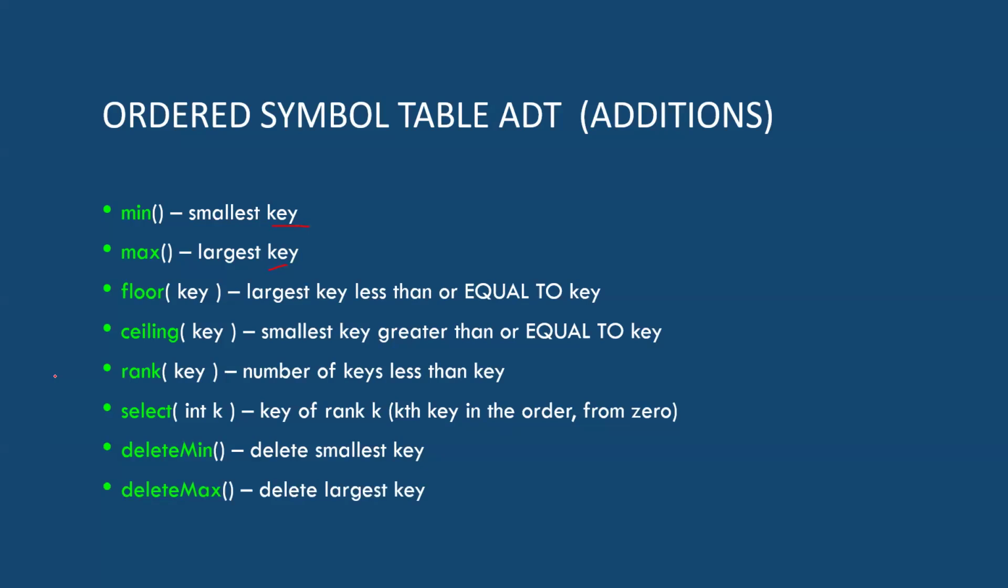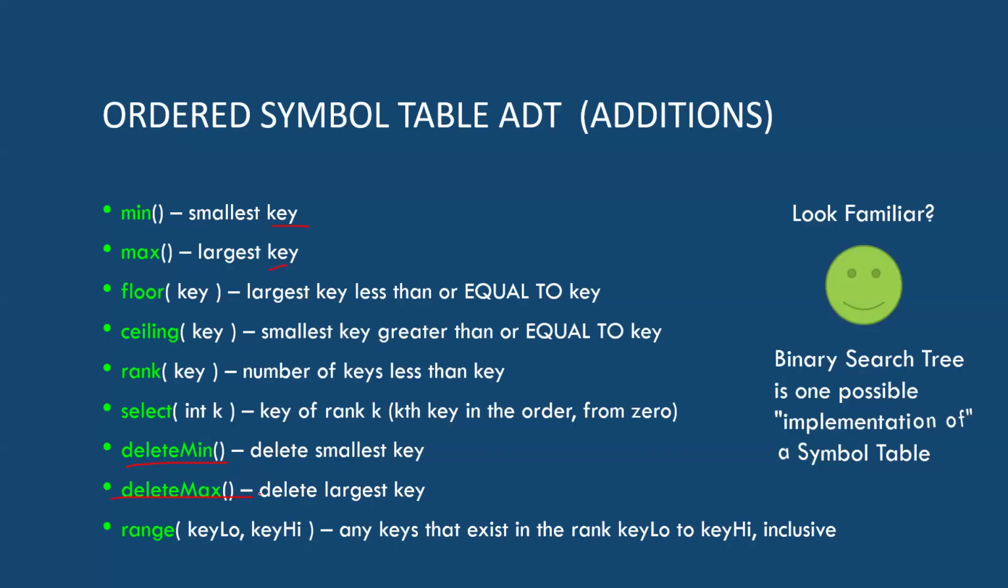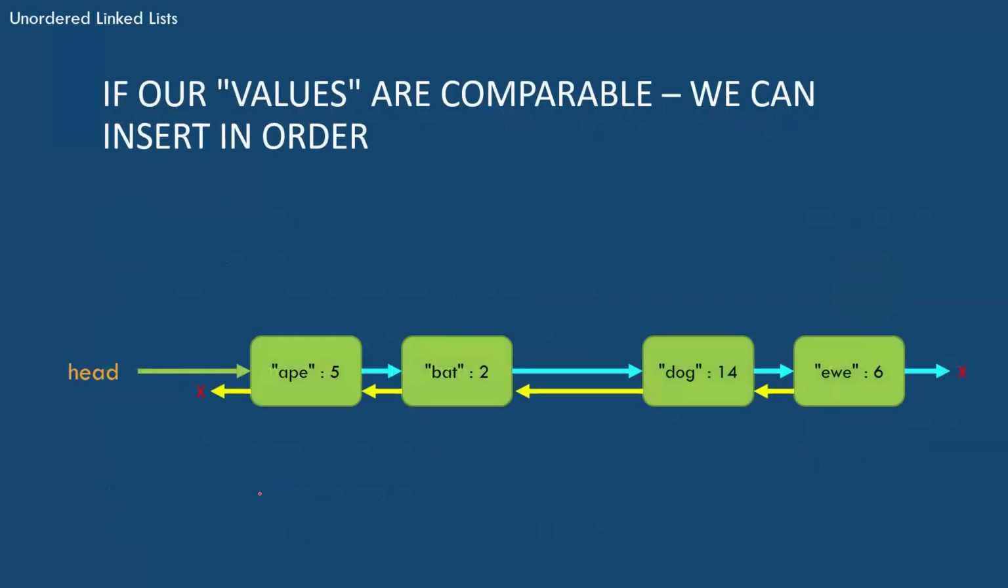So we can find it, we can delete it, do a variety of different things there. Grab a range of things, so give me back everything between this and this, even if there's not an exact match at either end of that spectrum. That's just sort of an FYI. Those are our binary search tree implementations of an underlying symbol table. You might have seen that.